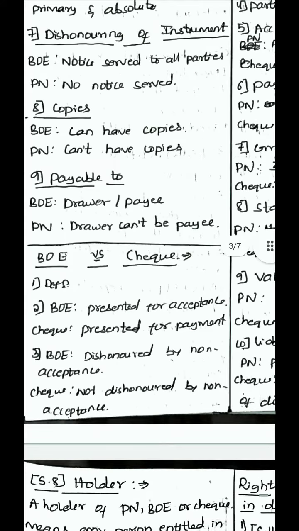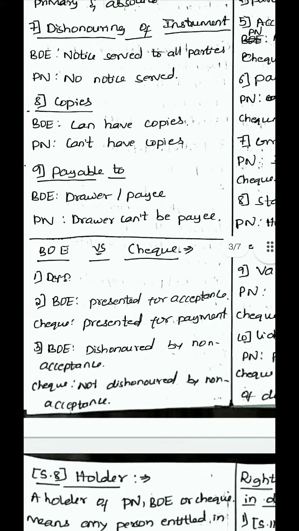The next is the difference between bill of exchange and check. So first we have to write a definition, where in a bill of exchange we order any person to pay, but in check we order only the banker to pay. Then a bill of exchange is presented for acceptance. So when a bill of exchange is presented to the drawee, it is presented for acceptance. The drawee should accept it first to honor it.